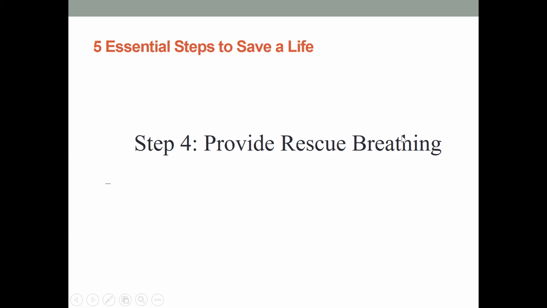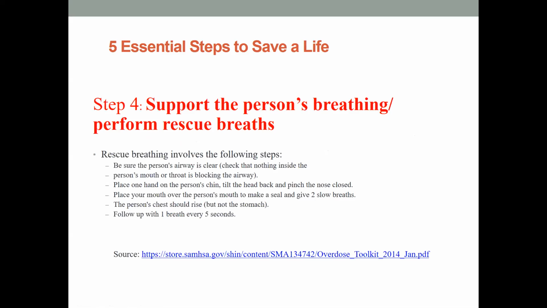Okay, so step 4 is to provide rescue breathing. So if you have naloxone and you've administered it and the person is still not breathing, then you want to provide rescue breaths, or CPR if you know it. So the Boston Department of Public Health gives this advice. If you know CPR and the person's not breathing, you should use CPR. If the person is breathing, or if you don't know CPR, then you should do rescue breathing. Rescue breathing is a very straightforward and much less intrusive form of intervention than CPR would be.